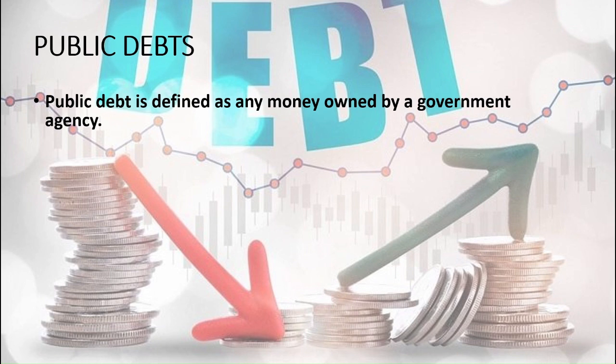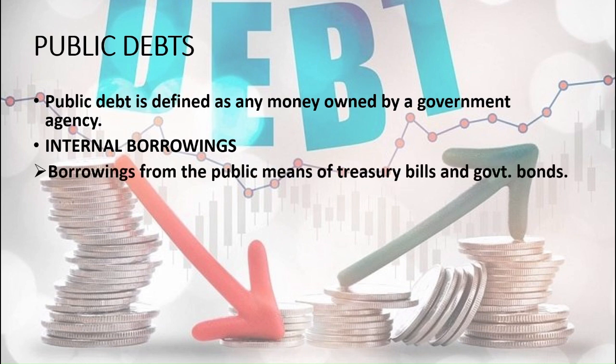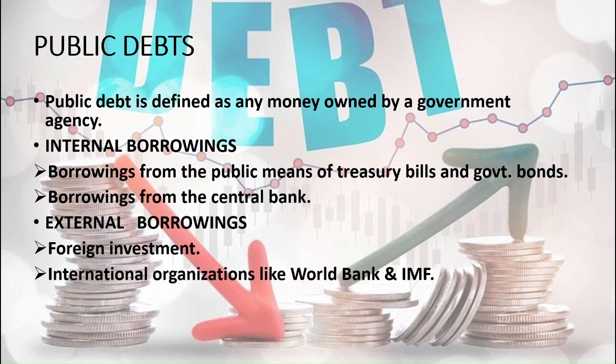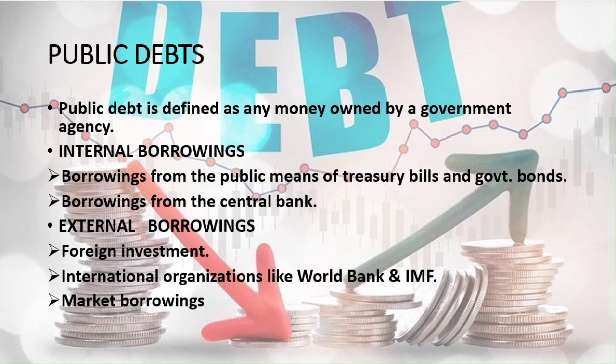And last, public debt. Public debt is defined as any money owed by a government agency. There are two borrowings in that: internal borrowings and external borrowings. Internal borrowing means borrowing from the public by means of treasury bills and government bonds, and borrowing from the central bank. And external borrowing means foreign investment, international organizations like World Bank and IMF, and market borrowing.